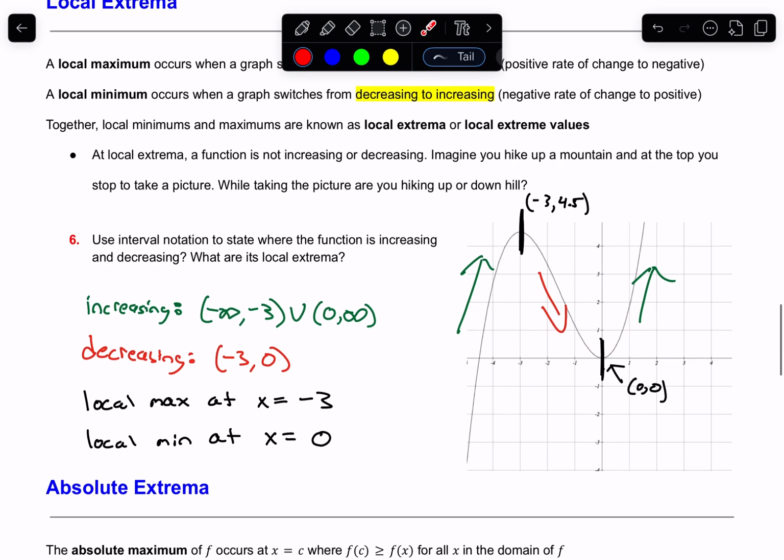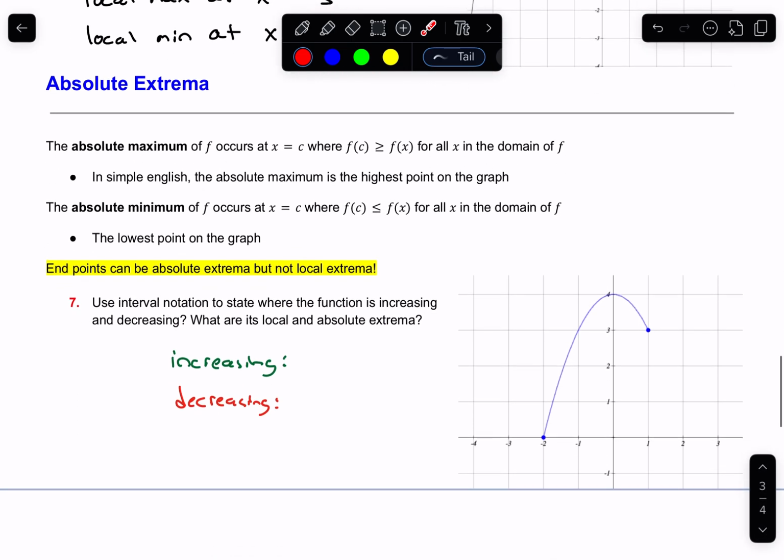Okay, we're going to change that definition now slightly for absolute extrema. The absolute maximum of f occurs at x equals c, where f of c is greater than or equal to f of x for all x in the domain. That is fancy math speak for saying the absolute maximum is the highest point on the graph. So the absolute maximum does not care about increasing and decreasing intervals. It is just the highest point. It doesn't care about anything else, no other rules. It's just the highest point. And the absolute minimum is the lowest point.